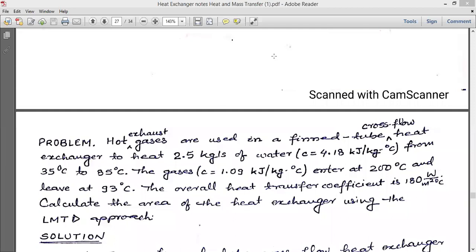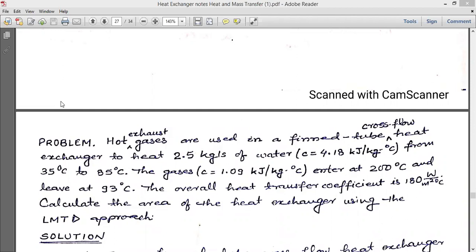So on the screen you are seeing the numerical, based on LMTD, and the problem statement I am going to read out: hot exhaust gases are used in a finned tube cross-flow heat exchanger to heat 2.5 kg per second of water, whose specific heat is 4.18 kilojoule per kg per degree centigrade, from 35 degrees centigrade to 85 degrees centigrade.